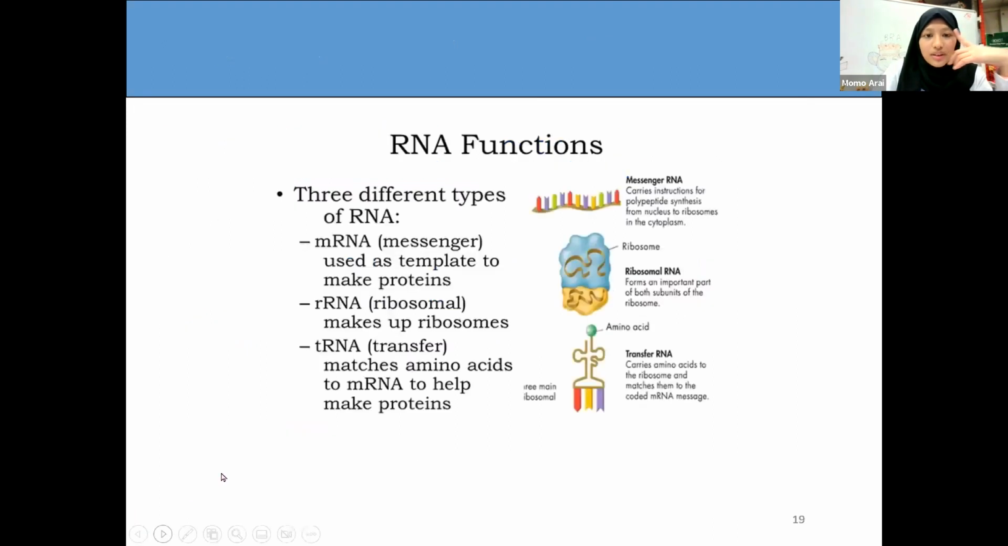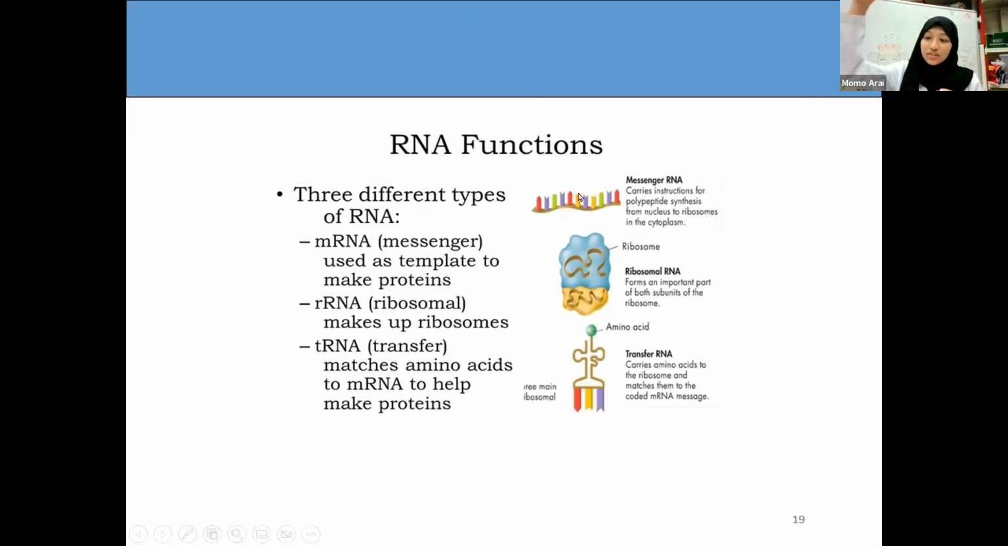Okay. So before I move on to that, I want you to know the different types of RNA, in case you get confused in the exam. So there's mRNA, rRNA, tRNA. Messenger RNA is messenger RNA, like I said, it's a copy of the DNA. That's it. It takes the information.